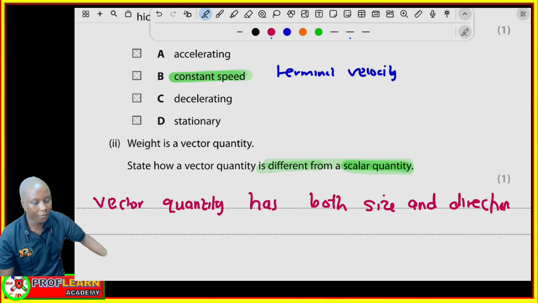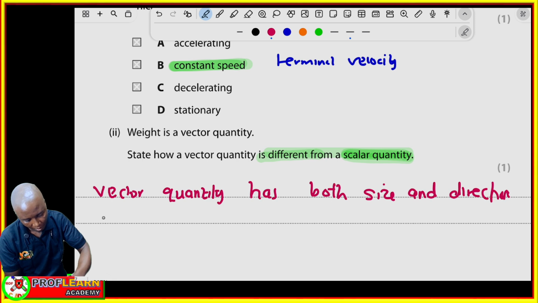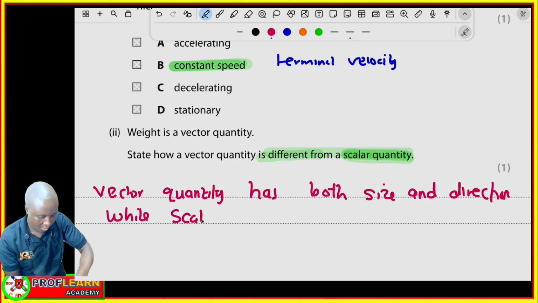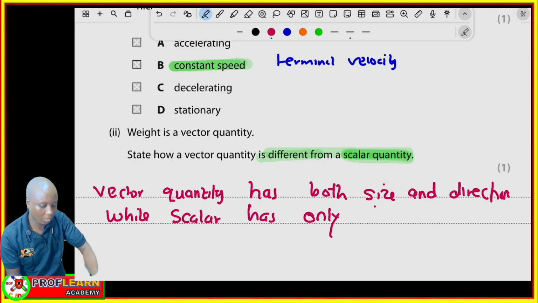But if you look at scalar, you can say that a scalar has only size or magnitude. Yeah, only size, because magnitude is synonymous with size.